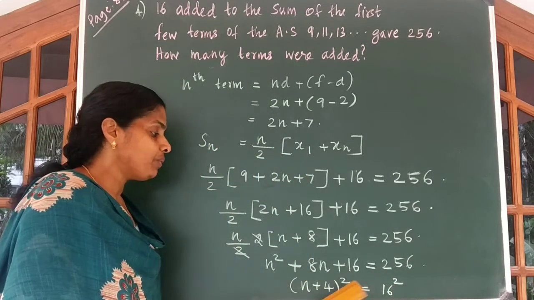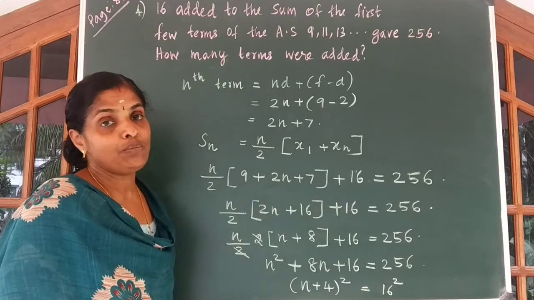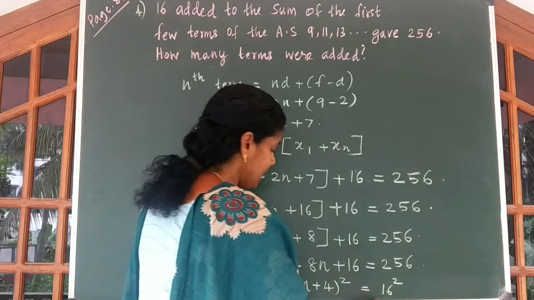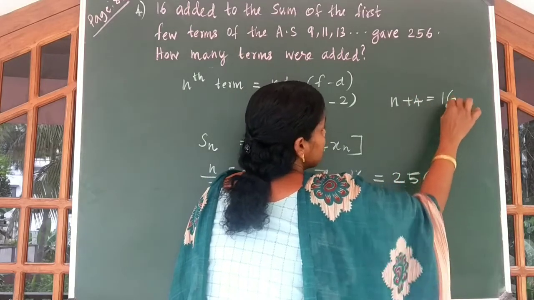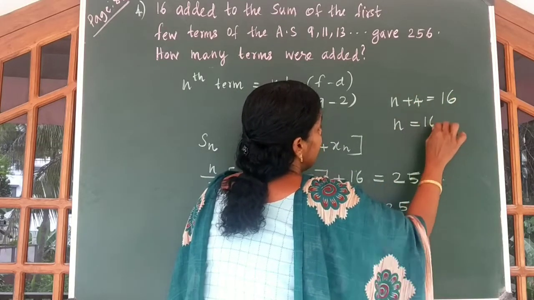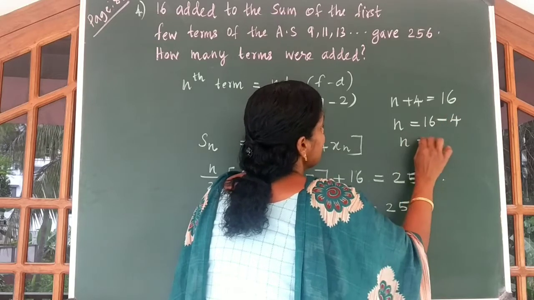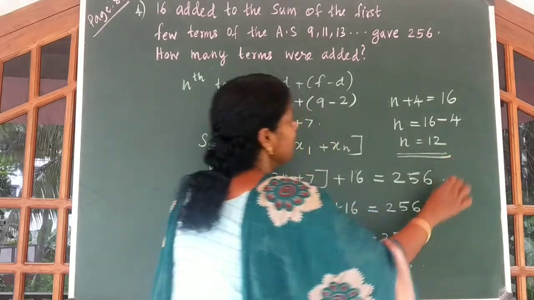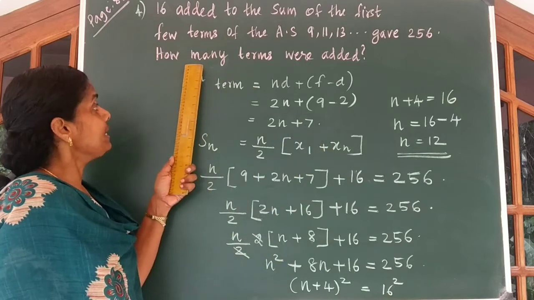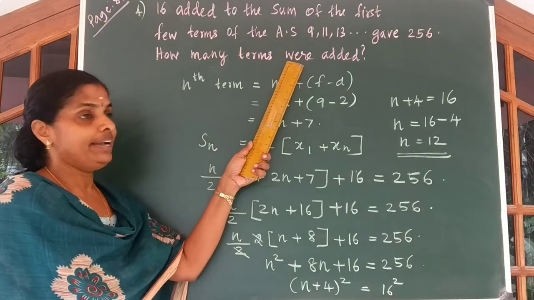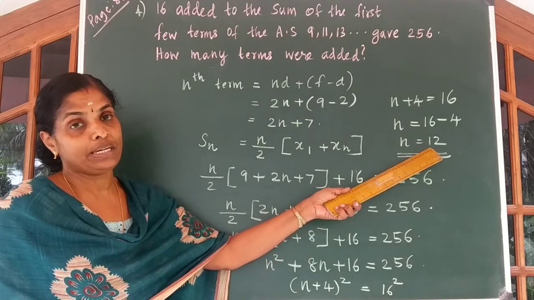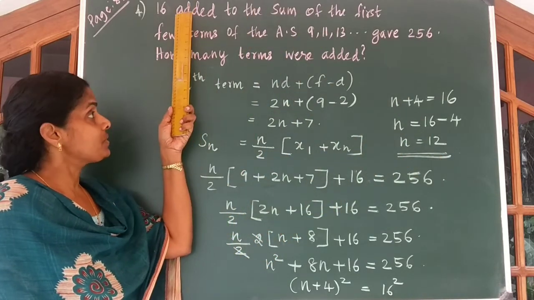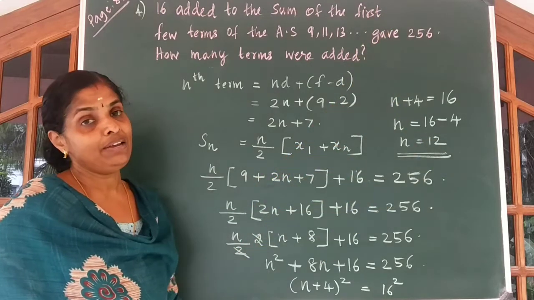Now take root on both sides. Then what will you get? By taking root on both sides, you get n plus 4 is equal to 16, or otherwise n is equal to 16 minus 4, which is equal to 12. So the question, how many terms were added? We have to say 12 terms of the arithmetic sequence are added to 16 to get 256.